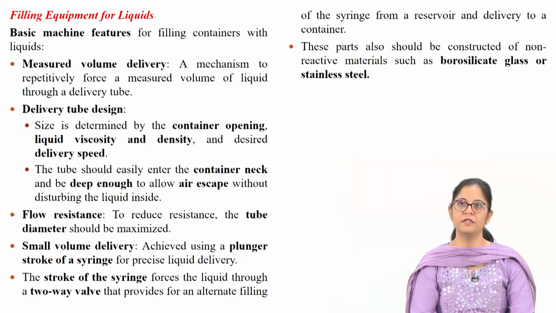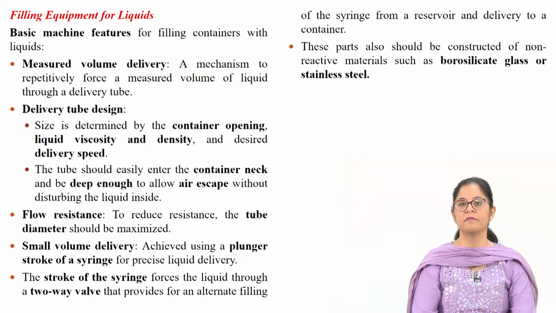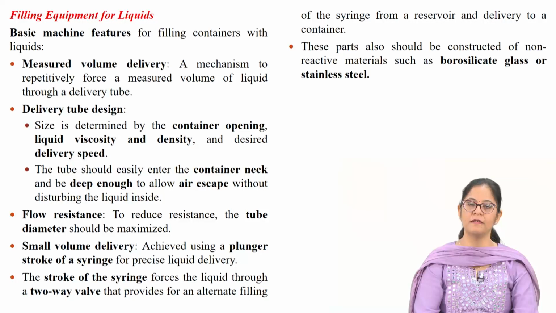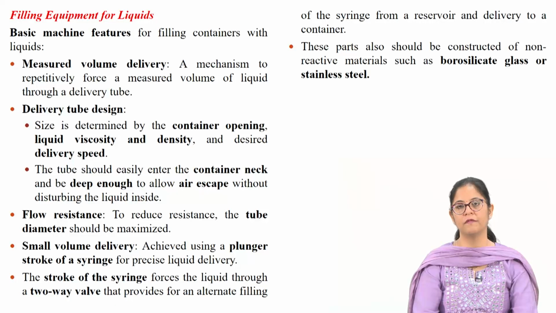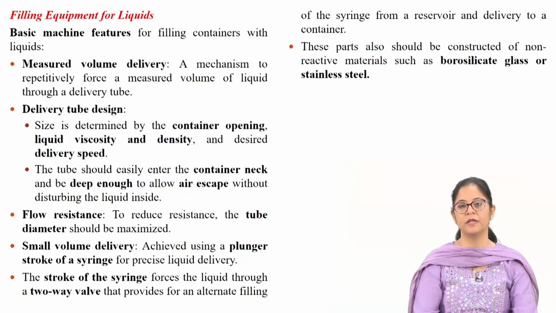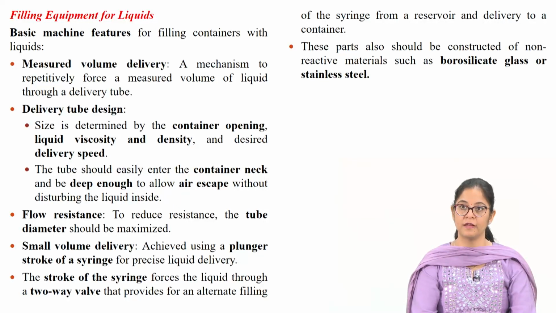The basic machine features for filling containers with liquids must deliver a measured volume with efficiency. So, a mechanism is needed to repetitively force a measured volume of liquid through a delivery tube. The delivery tube design is important. Size is determined by the container opening, liquid viscosity and density, and desired delivery speed. The tube should easily enter the container neck and be deep enough to allow air escape without disturbing the liquid inside. To reduce resistance, the tube diameter should be maximized.